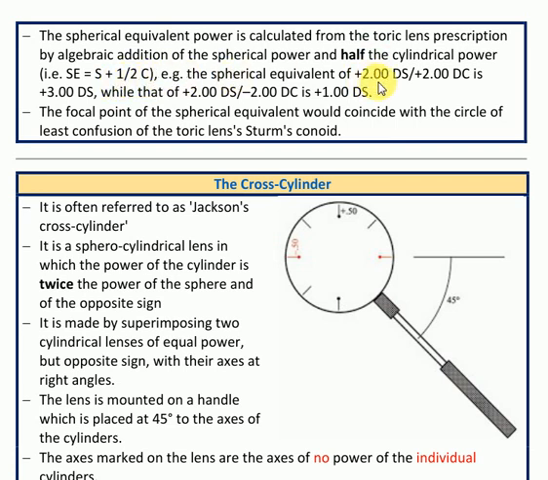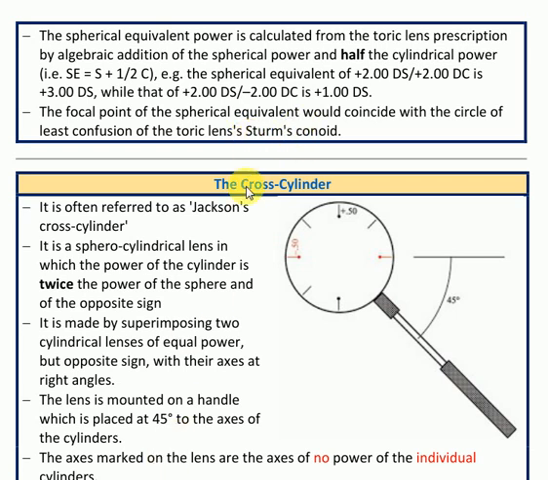Suppose the spherical is plus 2 and the cylinder is also plus 2. So the equivalent will be plus 3. While for plus 2 minus 2, the equivalent will be plus 1: plus 2 and algebraic addition of minus 1 gives plus 1. The focal point of the spherical equivalent would coincide with the circle of least confusion of the toric lens.